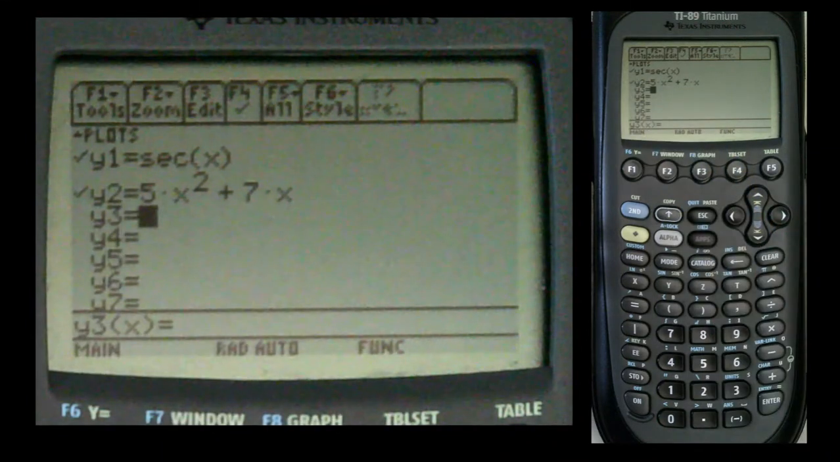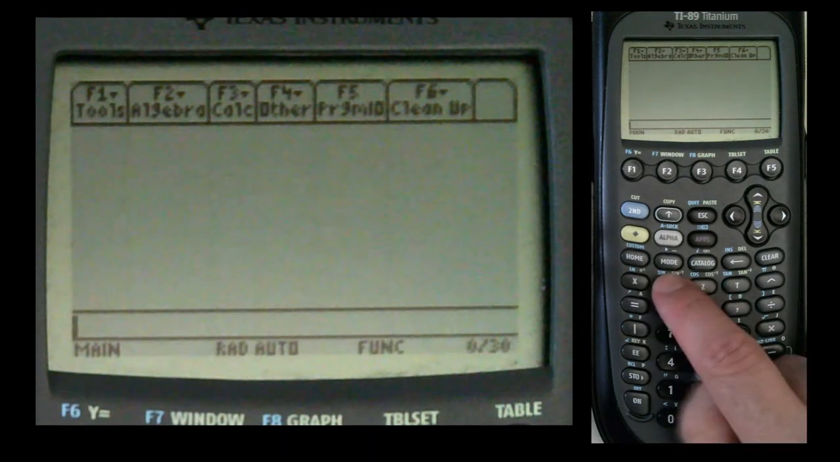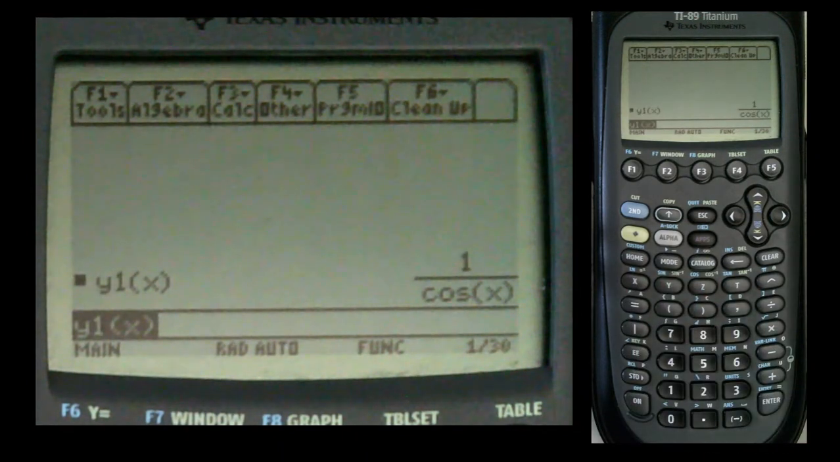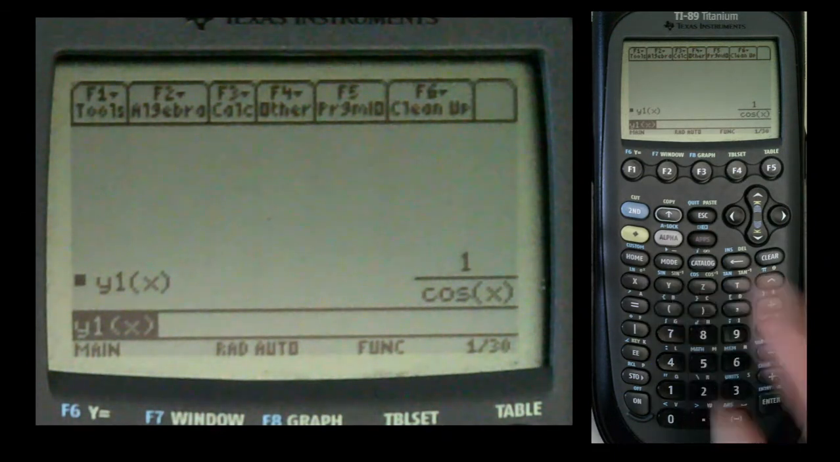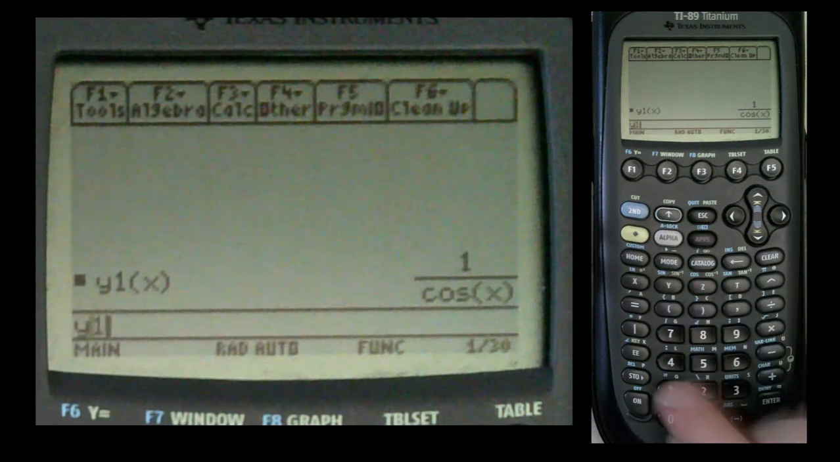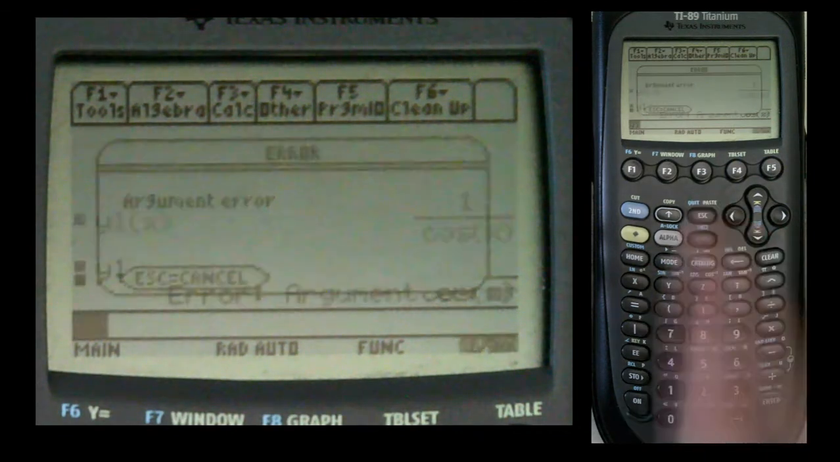Now what we've done is we've stored this function in y1 and this function in y2, which means if we go back to our home screen, if I were to type in something like y1 of x, it's going to tell me that secant is equal to 1 over cosine of x. Be careful here that anytime you use the function, you have to put the of x. If I just type in y1, that's not going to work. I'm going to get an argument error because it wants something to be inside that function.